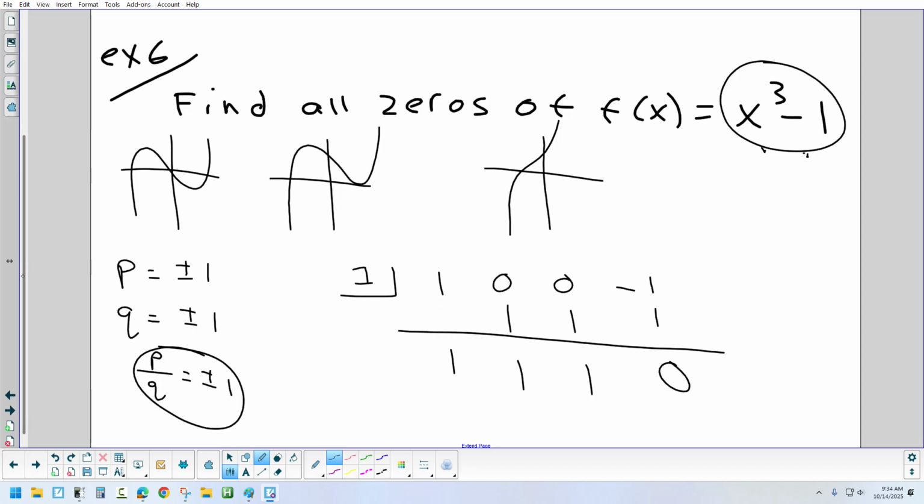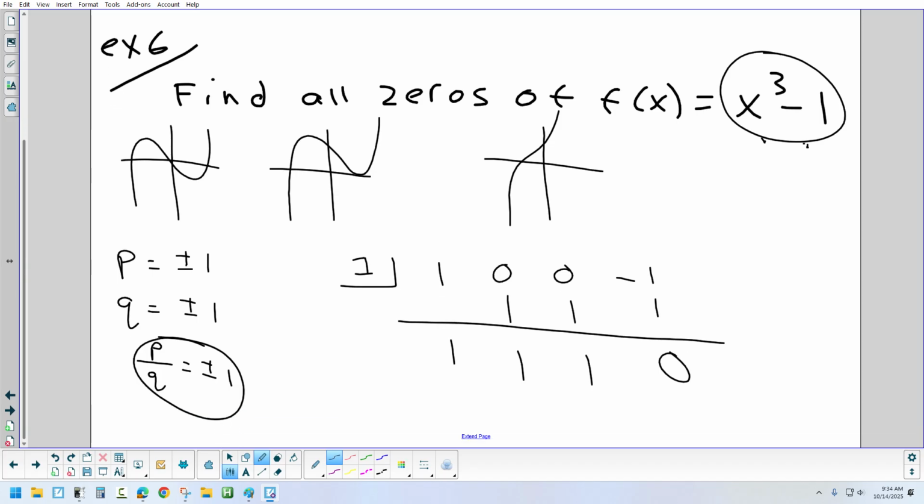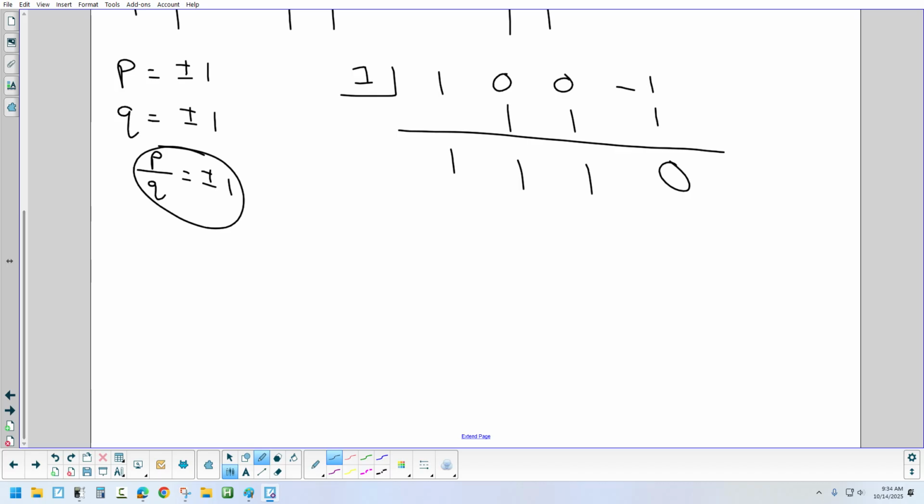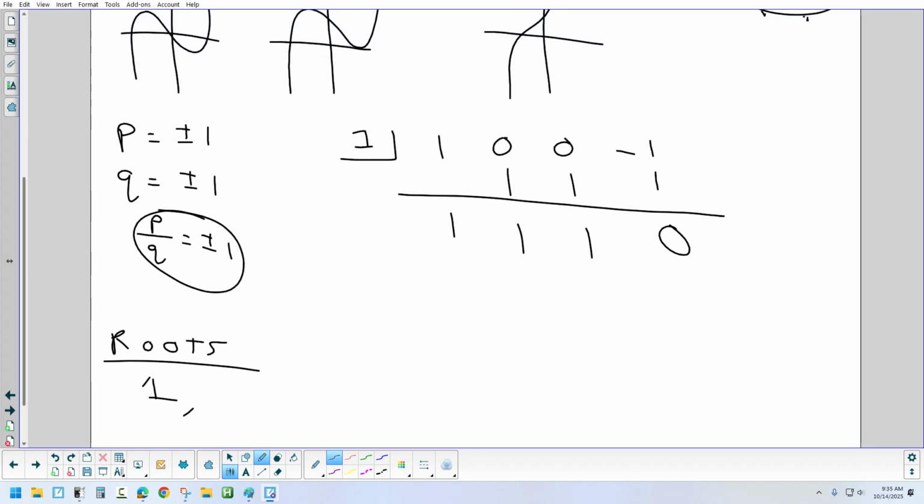Okay. So I now know that 1 is definitely a root because I divided and got remainder 0. Now, there's 2 other answers I need to find. What is the quadratic that I need to set equal to 0 to get the other 2 roots? Because remember, I don't have a cubic anymore. I'm down to a quadratic now. Yep. x squared plus x plus 1.